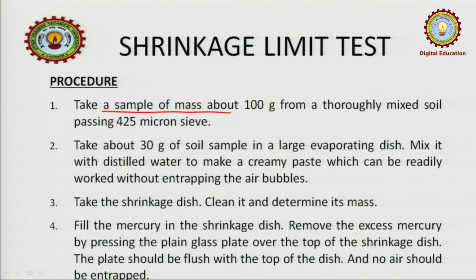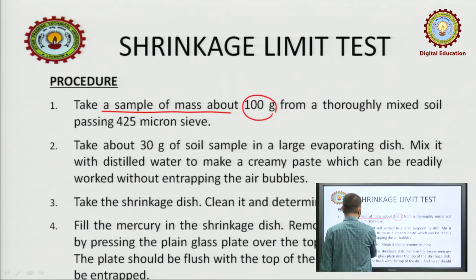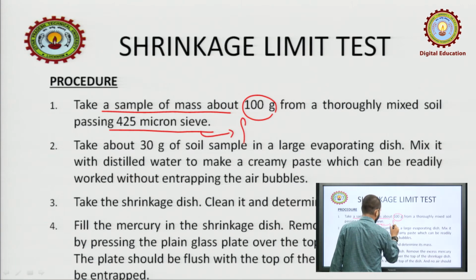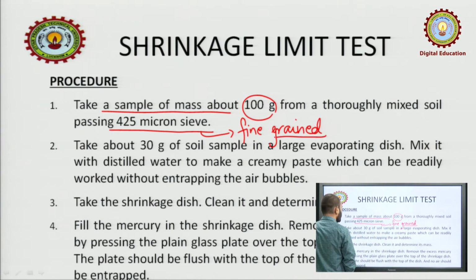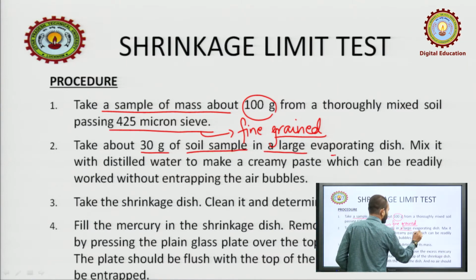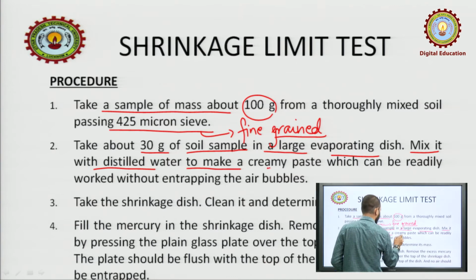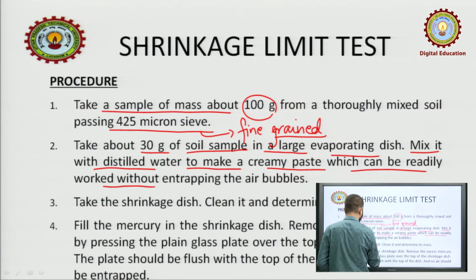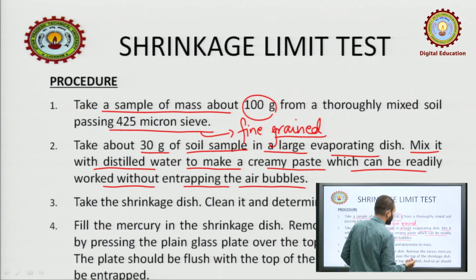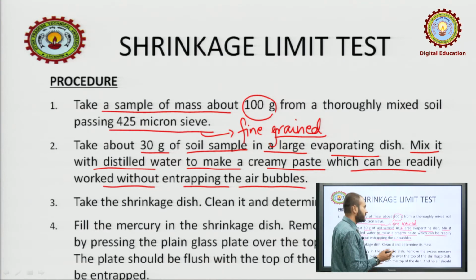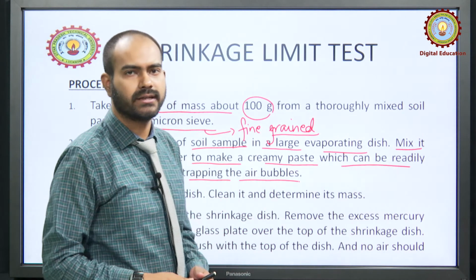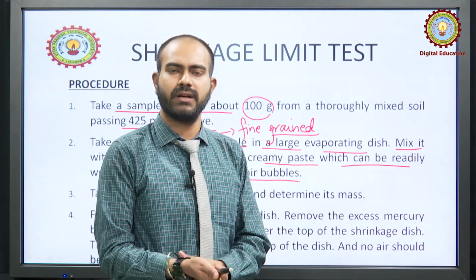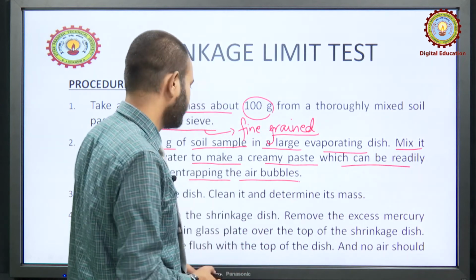Take a sample of mass about 100 grams from the thoroughly mixed soil passing through this sieve. Why? Again the same, fine grained. Take about 30 grams of the soil sample in a large evaporating dish, mix it with distilled water to make a creamy paste which can be readily worked without entrapping air bubbles. Means we will make the paste so lean that we can easily tap it and take out all the air bubbles contained in it, okay. Because if air bubbles remain inside, they will cause error in our readings, okay.